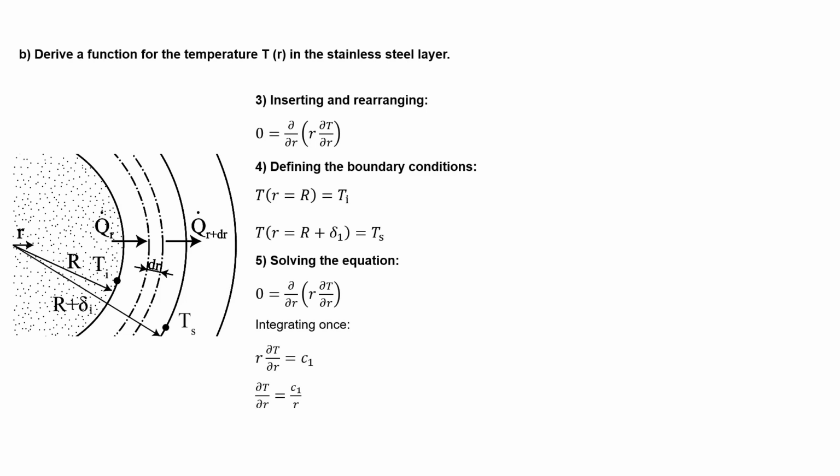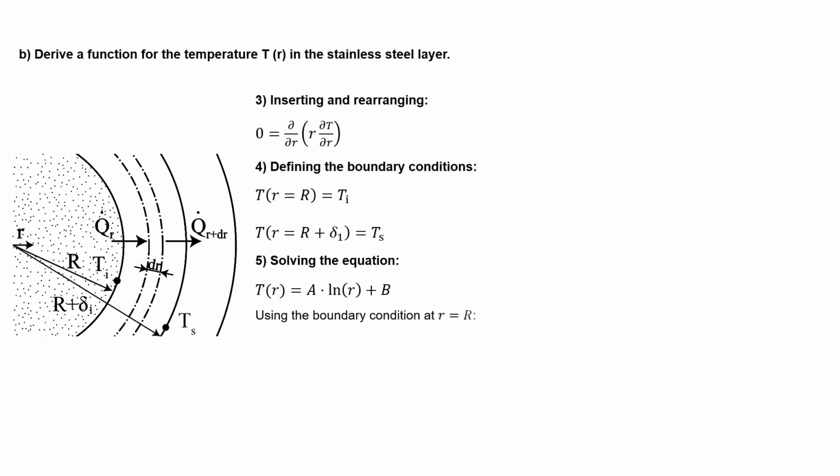We're going to do this by integrating, which results in this expression where C1 is just a simple integration constant. Second time integrating gives us this expression where a and b are integration constants. C1 has been rewritten to a by taking the constant outside the natural logarithm. So now we can fill in the two boundary conditions that we just found before.